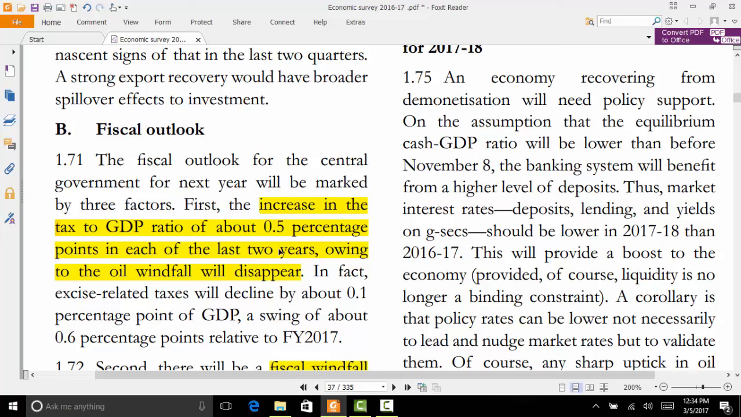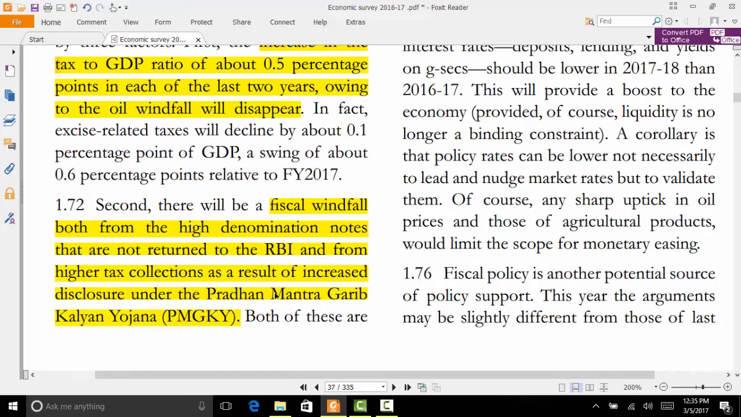Fiscal outlook, they say increase in tax to GDP ratio 0.5% in each of the last 3 years owing to the windfall will disappear. So these are small points they have discussed. Then fiscal windfall, from where this fiscal windfall can come.